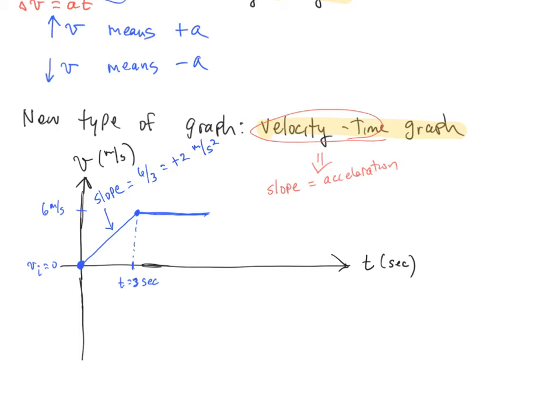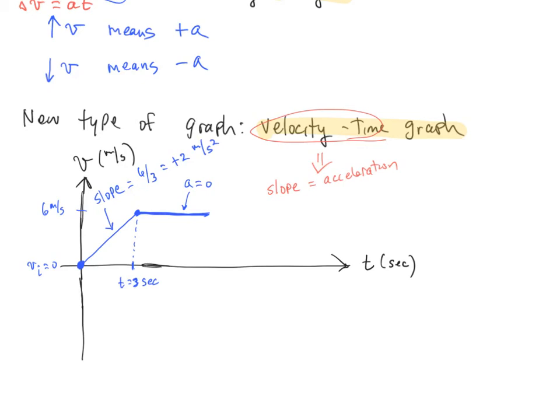And then what happens after 3 seconds? Well, what does this mean here? This means the velocity simply remains at 6. So the object accelerated, and then it stopped accelerating. The acceleration here is 0, because the slope for this straight flat line segment is 0.